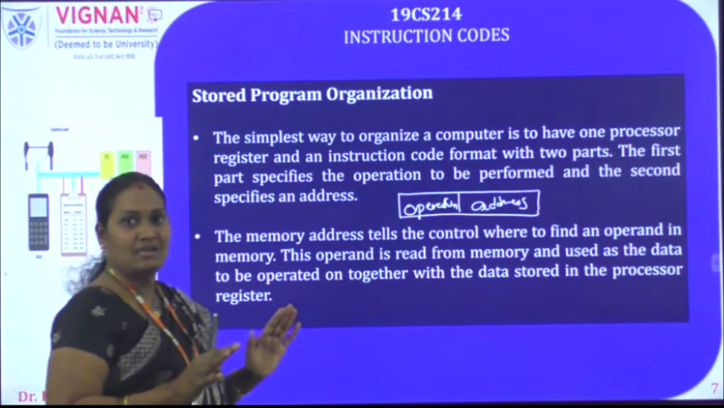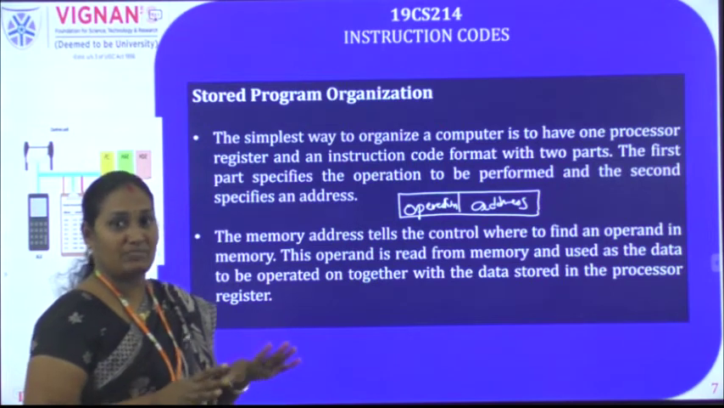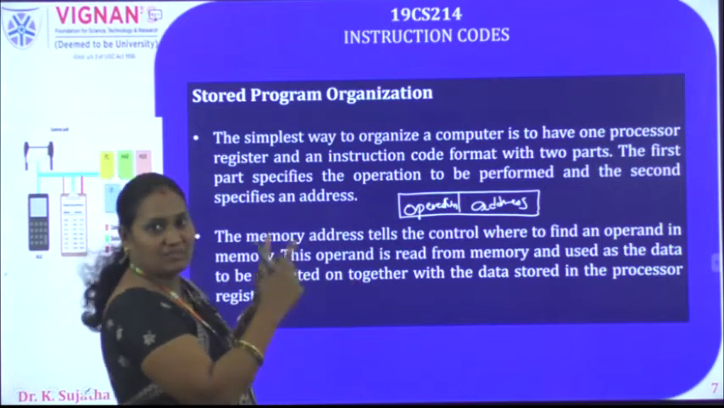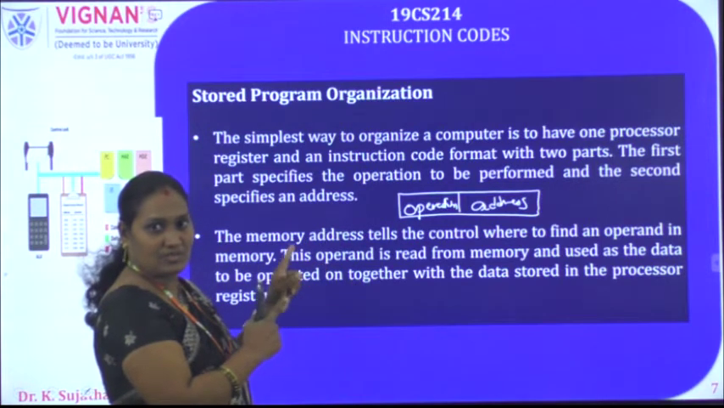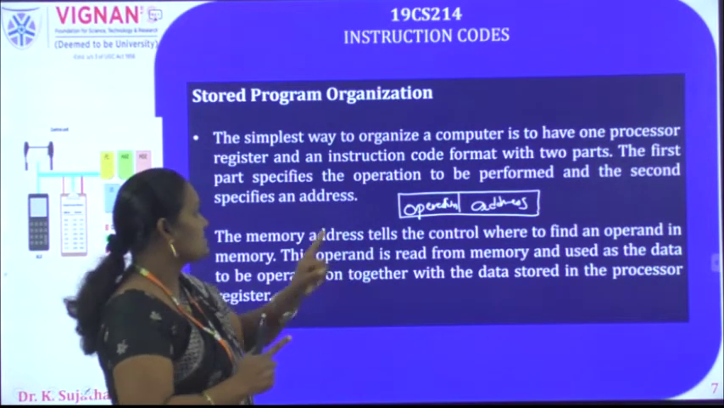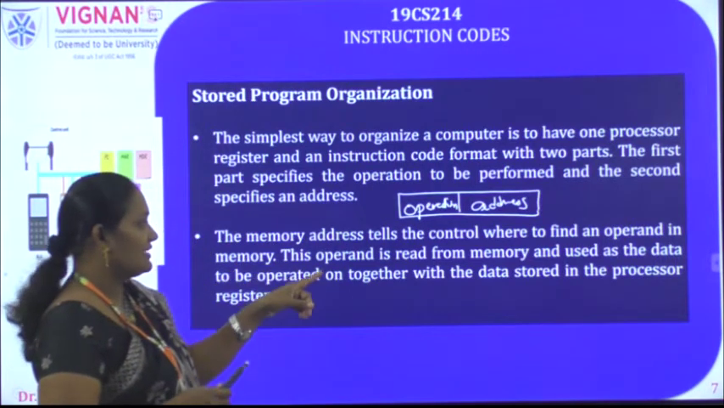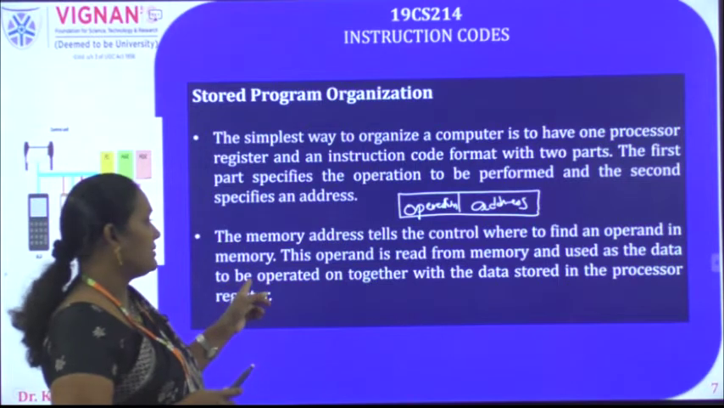So generally we follow the format for instruction code. Here the instruction code contains two parts. The first part is used for the representation of operation. The second part is used for the representation of address. Now the memory address tells the control where to find an operand in memory.